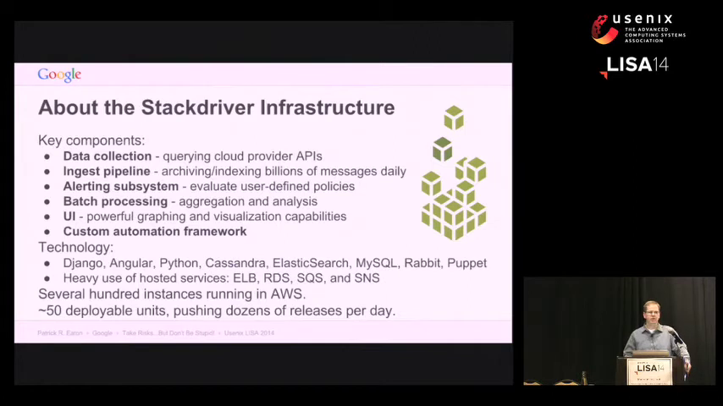As far as the technology stack, we're a Python shop. We use Django and Angular in the front end. For data stores, we use Cassandra, Elasticsearch, and MySQL. We're heavy users of RabbitMQ, as we'll see in the next slide or two, and we use Puppet for configuration management. We have several hundred instances running in AWS. We have about 50 deployable units, and we push code to those dozens of times a day.